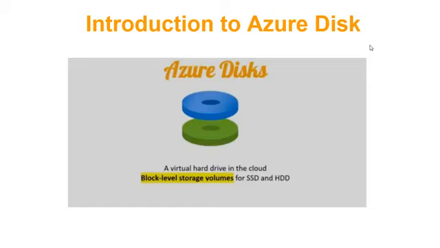Okay, introduction to Azure Disk. Azure Disk is a virtual hard drive in the cloud. It is block level storage volumes for SSD and HDD. So we have two types of disk, right? Solid state disk and hard disk drive. So Azure provides block level storage volumes for disk, and it is in the cloud.